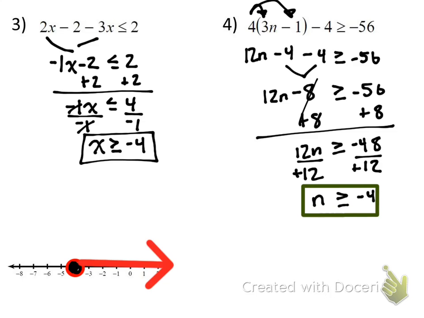Now we go to our number line. Make a number line and circle negative 4. We're going to fill it because it's also equal to. And everyone show me with your arms which way the arrow is supposed to point. Okay, good, to your right. And that's it. This concludes this lesson.